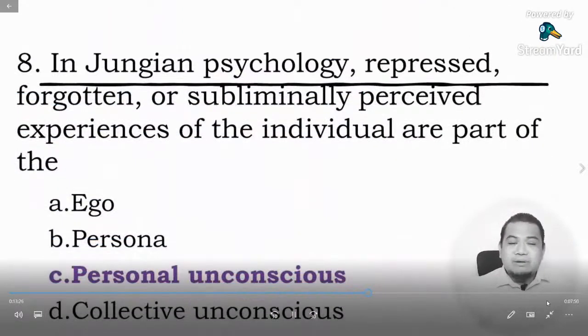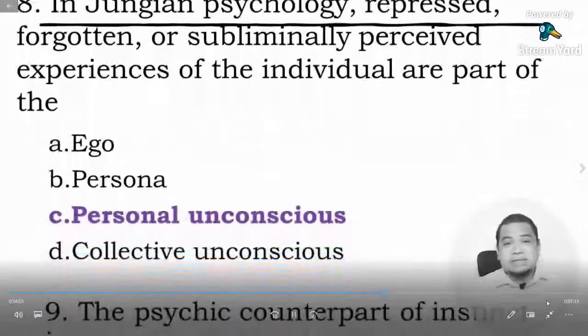Number 8. In Jungian psychology, repressed, forgotten, or subliminally perceived experiences of the individual are part of the, letter C, personal unconscious. The personal unconscious embraces all repressed, forgotten, or subliminally perceived experiences of one particular individual. In contrast, repressed infantile memories and impulses, forgotten events, and experiences originally perceived below the threshold of our consciousness.